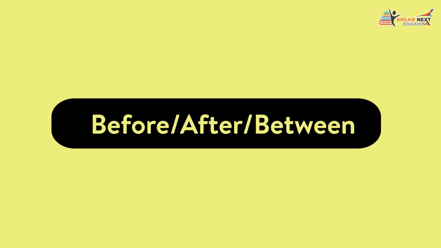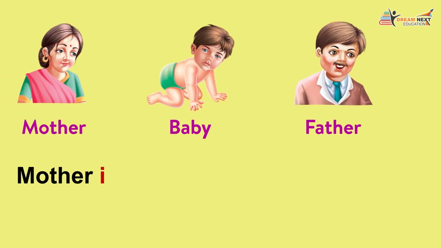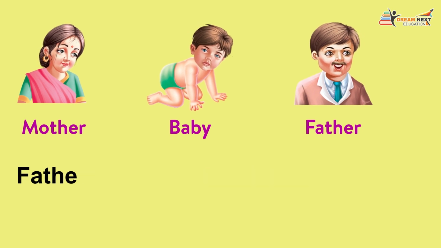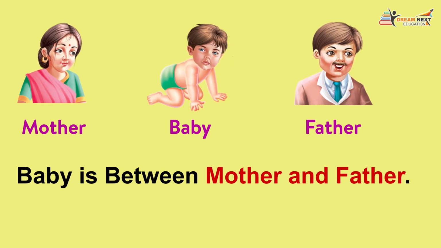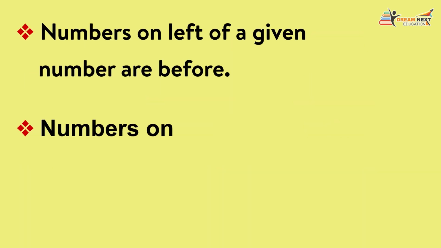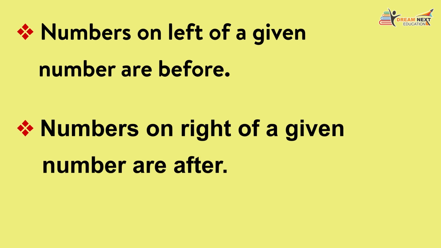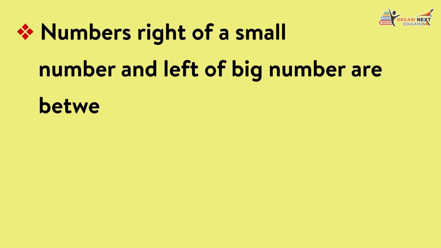Before, after, between. Mother, baby, father. Mother is before the baby. Father is after the baby. Baby is between mother and father. Numbers on the left of a given number are before. Numbers on the right of a given number are after. Numbers right of a small number and left of a big number are between.